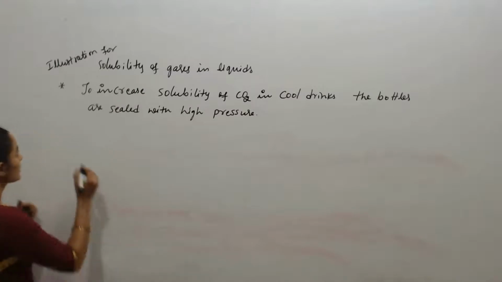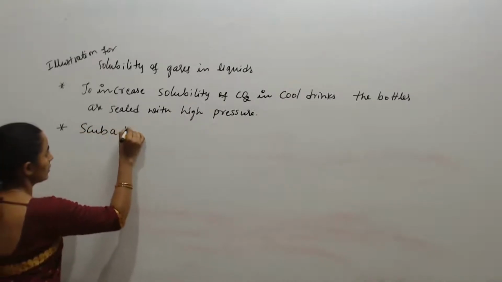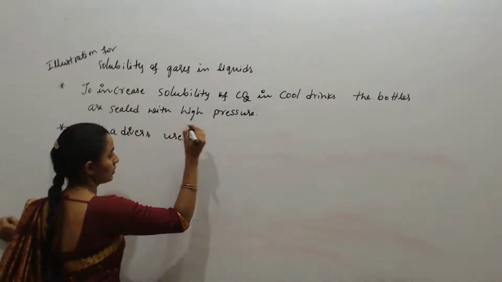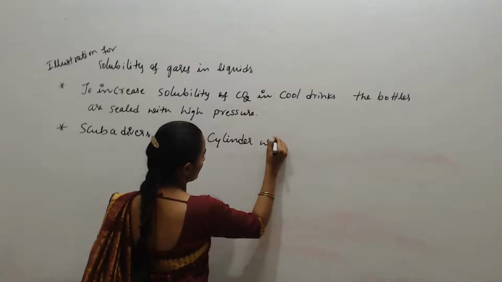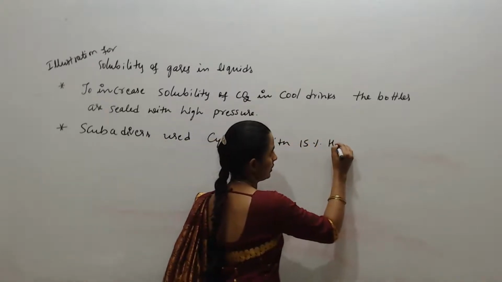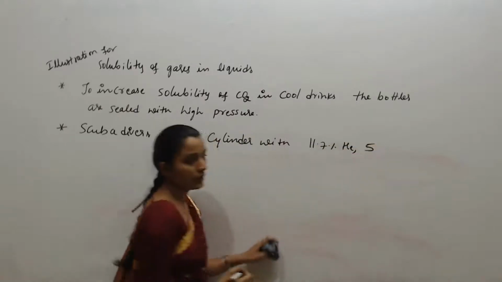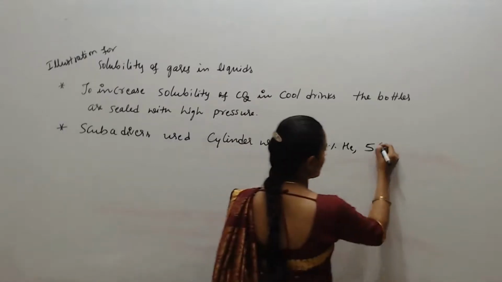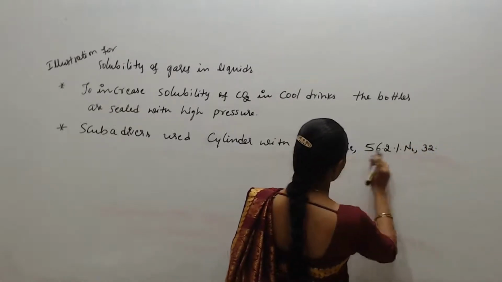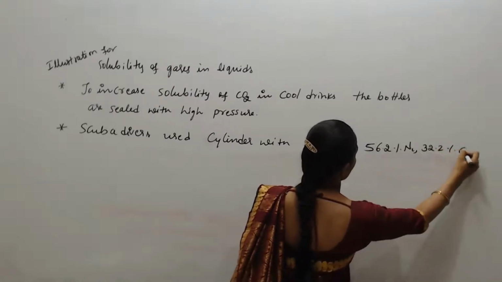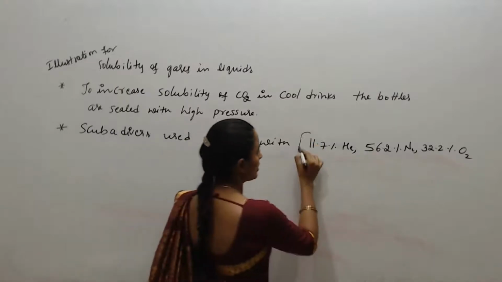Okay, so this is the first thing. Next, the second one: scuba divers use cylinders with 11% helium, 56.2% nitrogen and 32.2% oxygen. Okay, so scuba divers use cylinders compressed with these three gases.